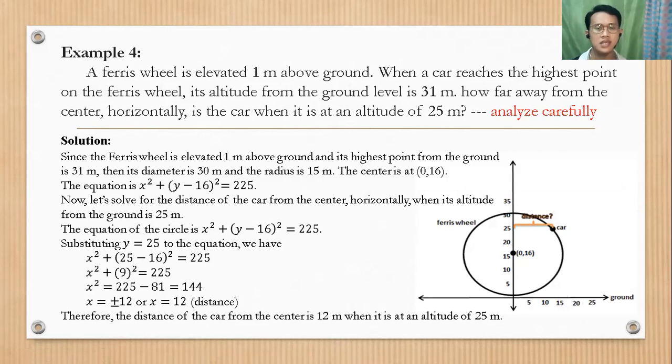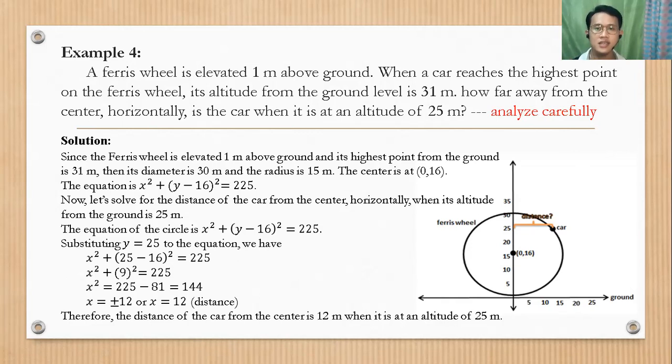How far away from the center horizontally is the car when it is at an altitude of 25 meters? Okay, I write here, analyze carefully. Since this is a problem, you cannot proceed directly. Oh, this is how we do it. Analyze it first, okay? So I have here the complete solution.